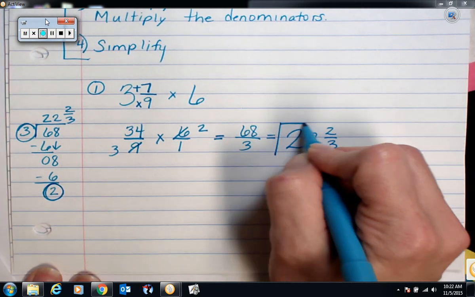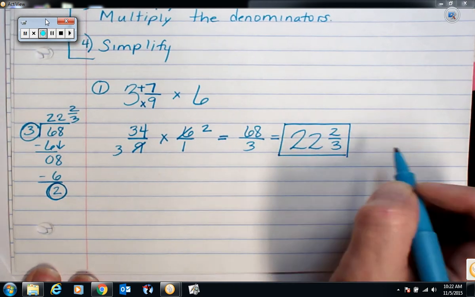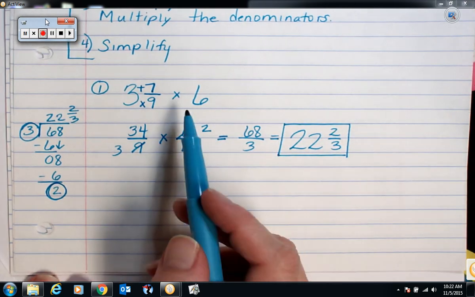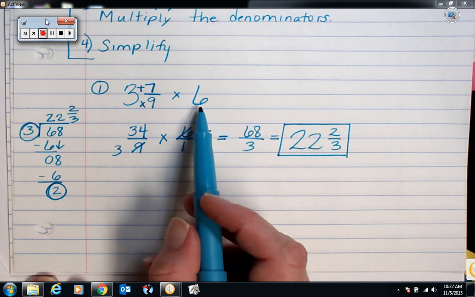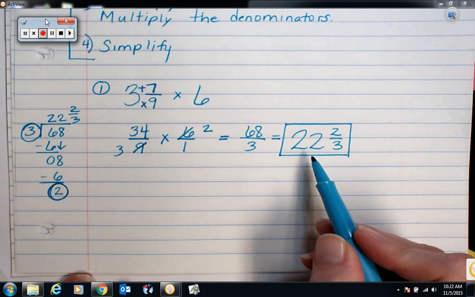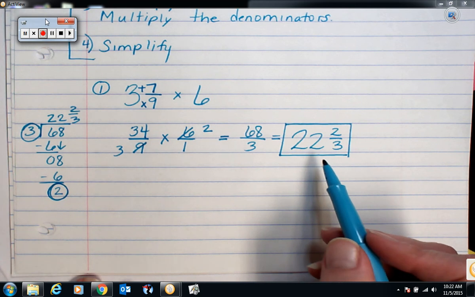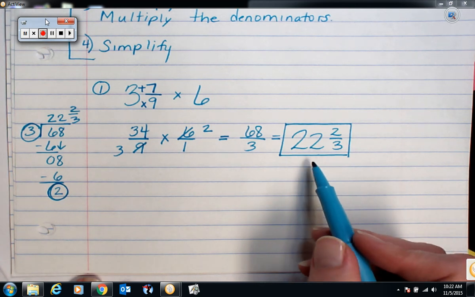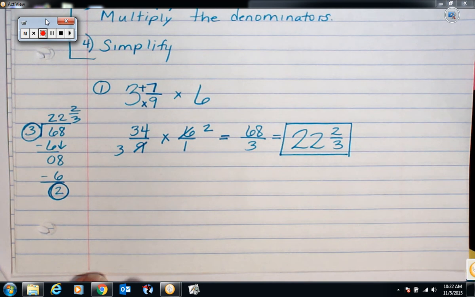If I want to go back to estimate and double check, 3 7/9 is about 4, and 6, I can estimate at 6. 4 times 6 is 24, and my answer, my product, is pretty close to 24, so I would say that it's definitely reasonable. Okay, good job.